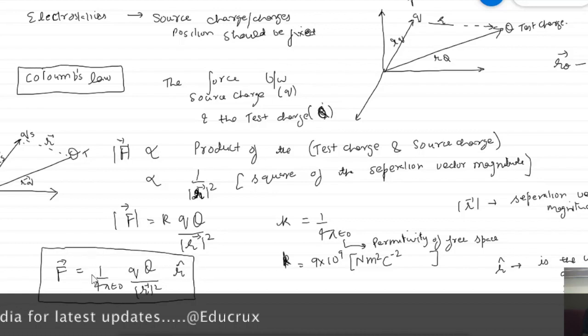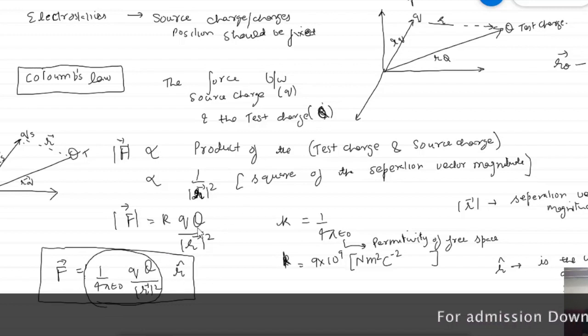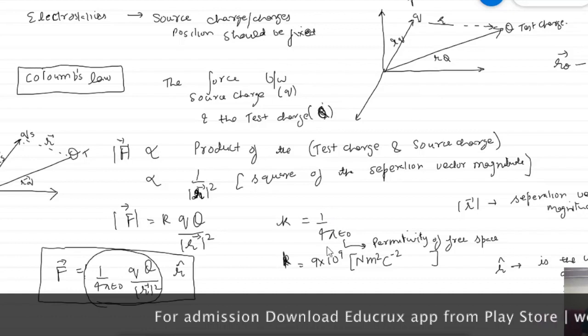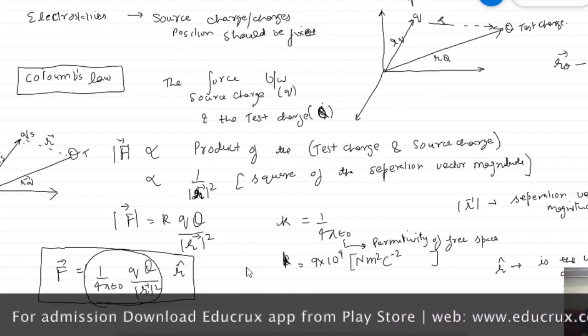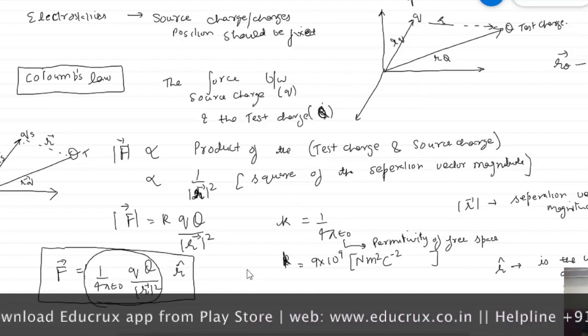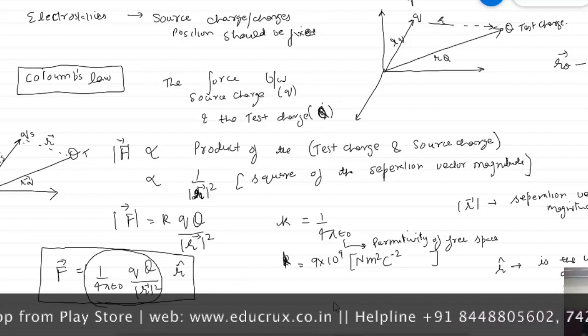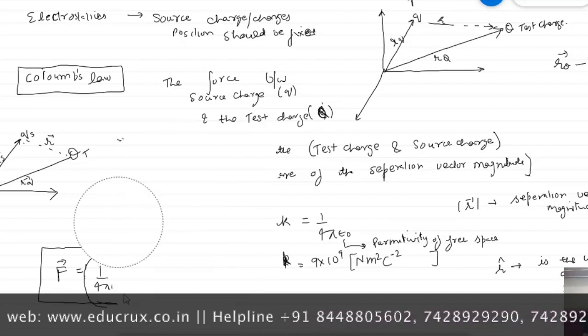So the formula for the force is, this is the magnitude of the force, okay, and this is the direction of the force, and the direction is along the separation vector. So this completes our discussion on Coulomb's law, and now we will study about superposition principle.